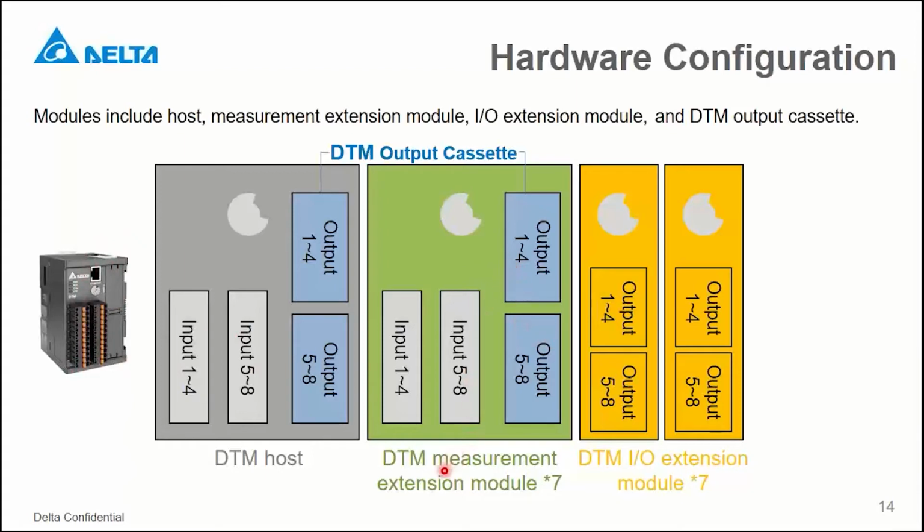And then the next one is the measurement module. Basically, this one is pretty similar to the host unit. It also has the input and a reserved output slot for you to select the cassette. This one is the measurement extension module, and the maximum is 7. You can count simply: 7 modules plus the host unit, so totally 8 units, and each of them supports 8 input channels. Very simple mathematics. It supports 64 input channels.